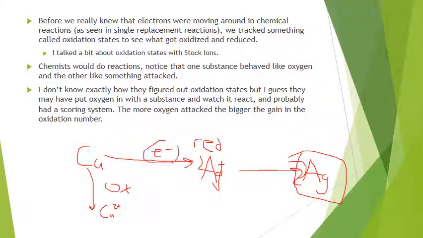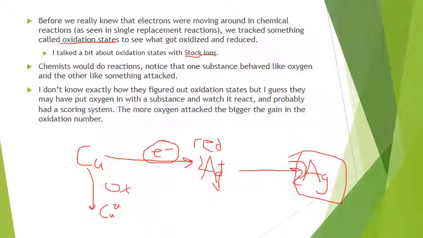And we could actually track the electrons, especially in the half reactions. But before we could do that, we would track another way of looking at oxidation and reduction by looking at something called oxidation states. I talked about oxidation states when we were looking at stock ions, like iron 1, iron 2, and iron 3, and so forth. So before we knew that electrons move around between atoms, they knew that there was something happening.